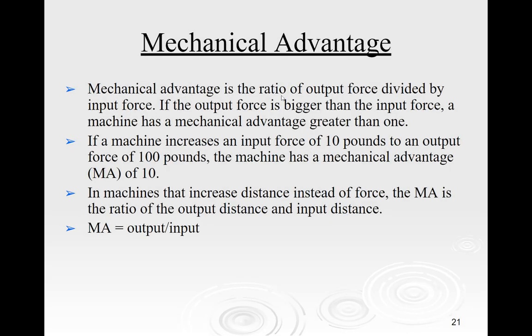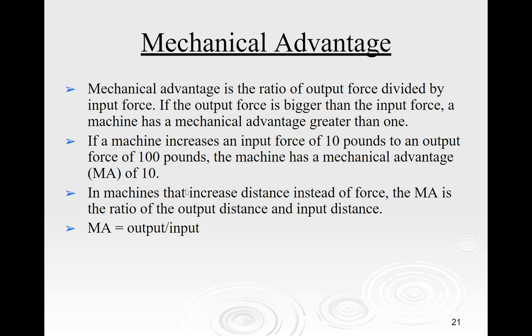Mechanical advantage is the ratio of output force divided by input force. If the output force is bigger than the input force, a machine has a mechanical advantage greater than 1. And if a machine increases an input force of 10 pounds to an output force of 100 pounds, the machine has a mechanical advantage, MA, which is short for mechanical advantage, of 10. So 10 pounds input to 100 pounds output.